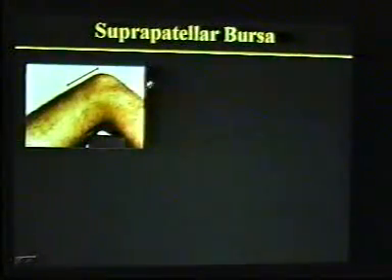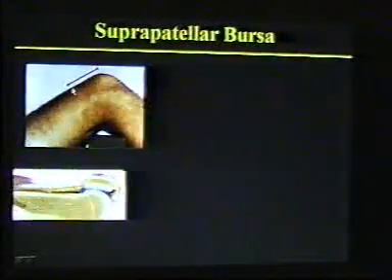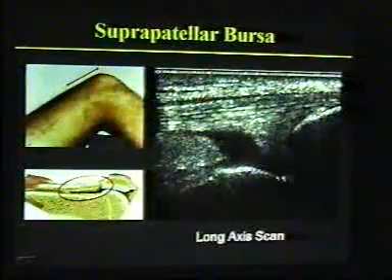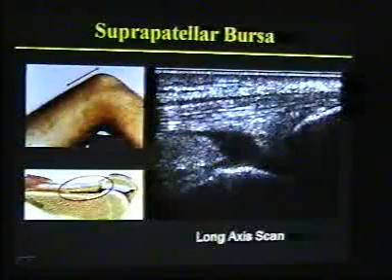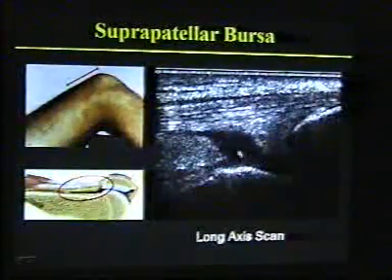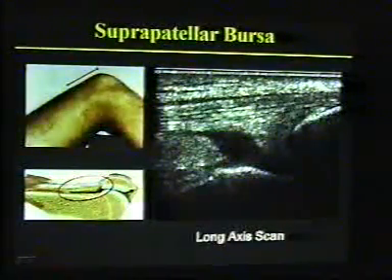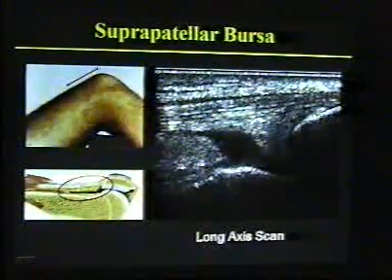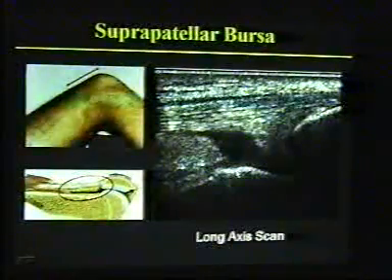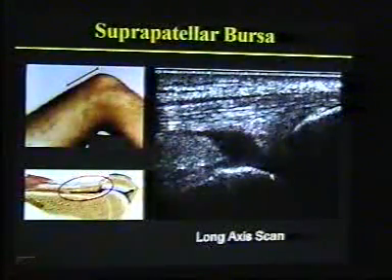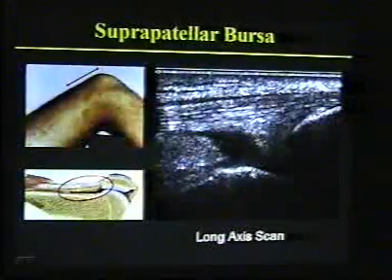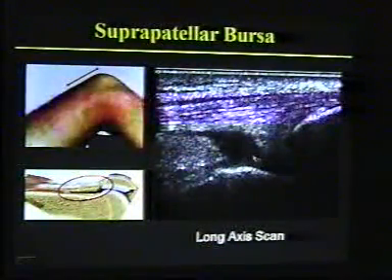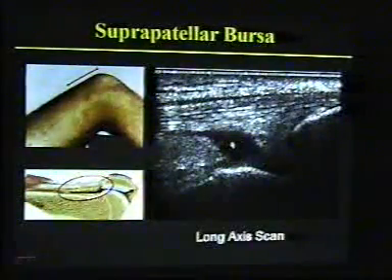For scanning of the suprapatellar bursa, we put our probe in this direction, we scan this area and we get this type of view. This is a long axis scan for the suprapatellar bursa. This is the quadriceps femoris, its attachment on the patella. Here we get the cortical layer of the lower extremity of the femur. And here is the suprapatellar recess and bursa.